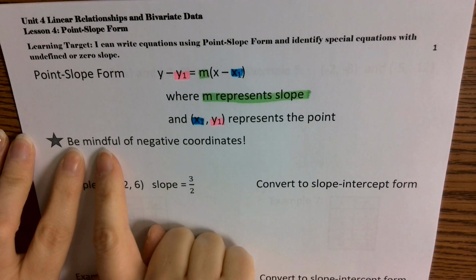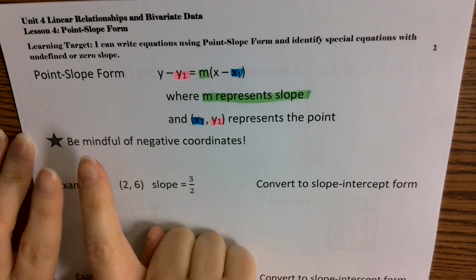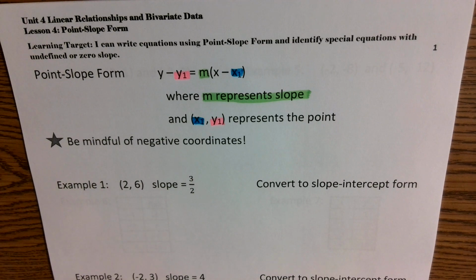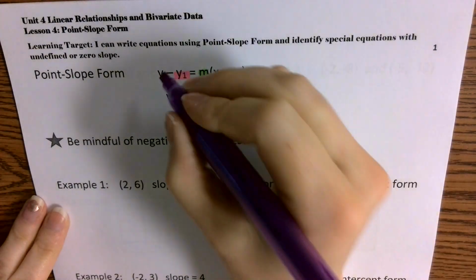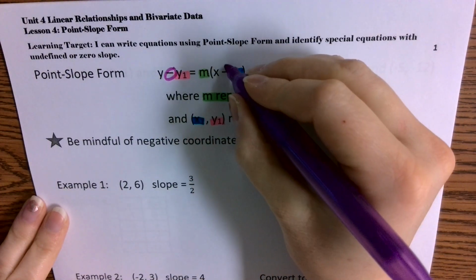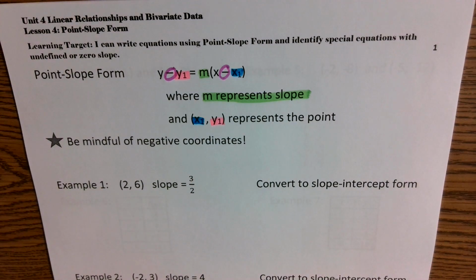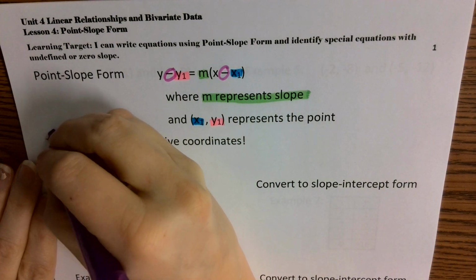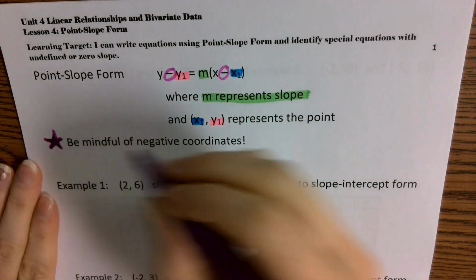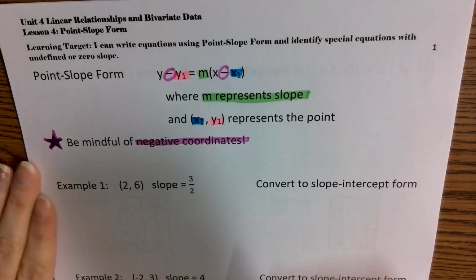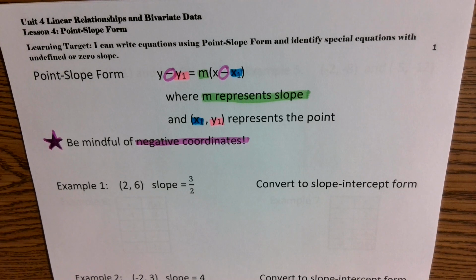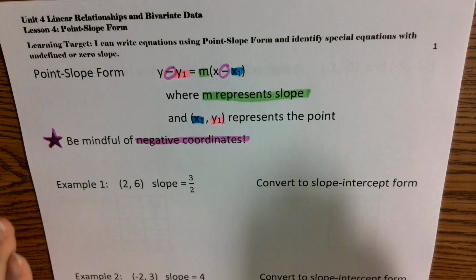One thing I do want to make sure that you are very much aware of: be mindful of negative coordinates. Because we have a subtraction inside of this equation, a lot of times people drop their negatives by accident. So this is something you want to be very careful about. Be mindful of those negative coordinates, because when you're subtracting, it's going to look like it's a negative already. You want to be careful not to drop your negatives.